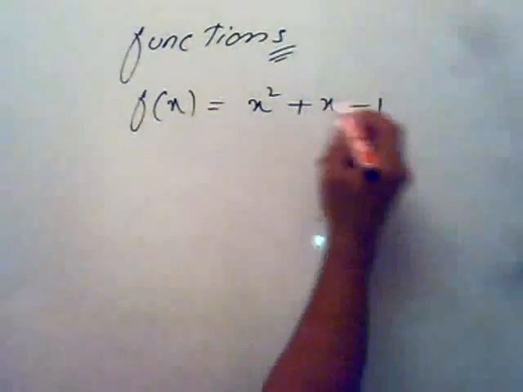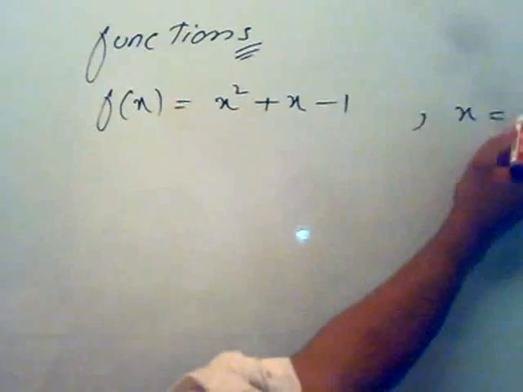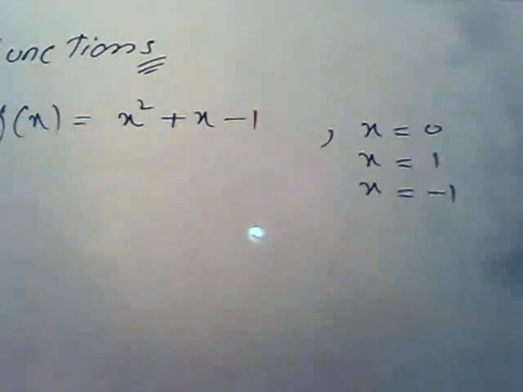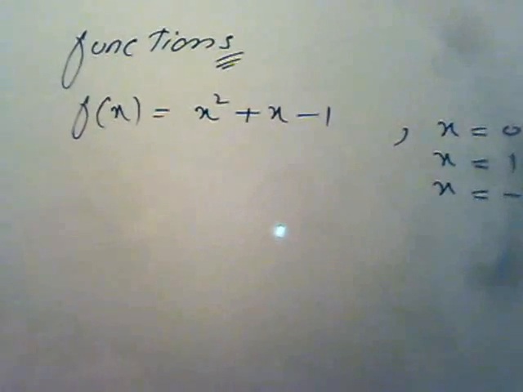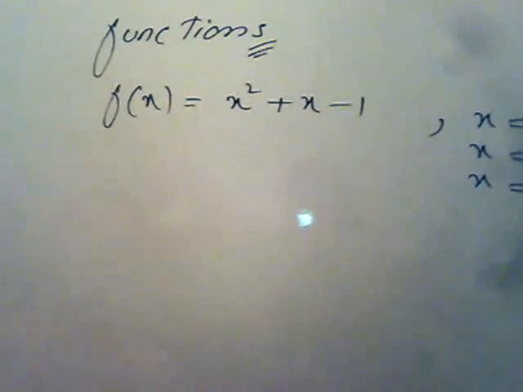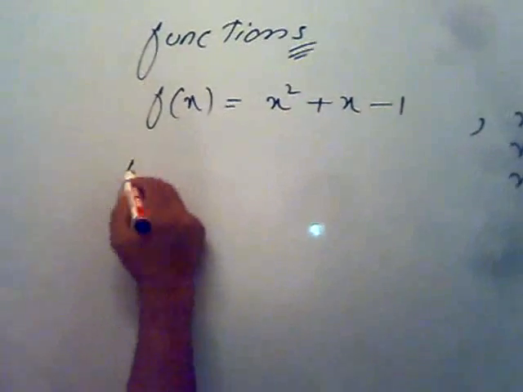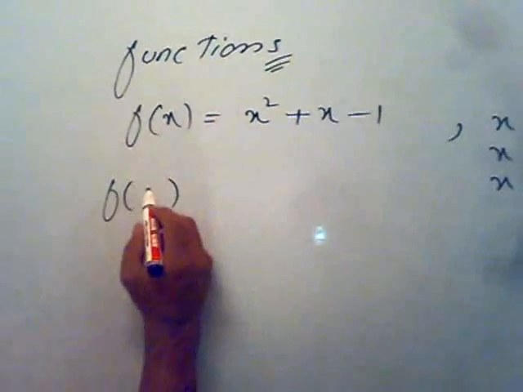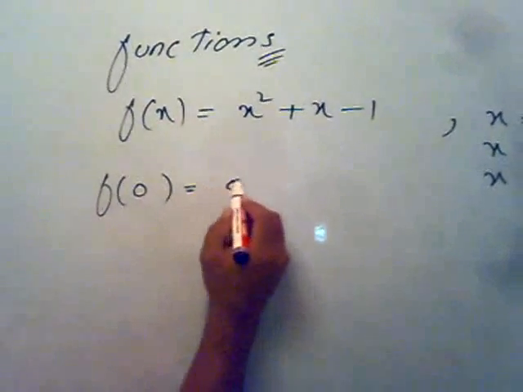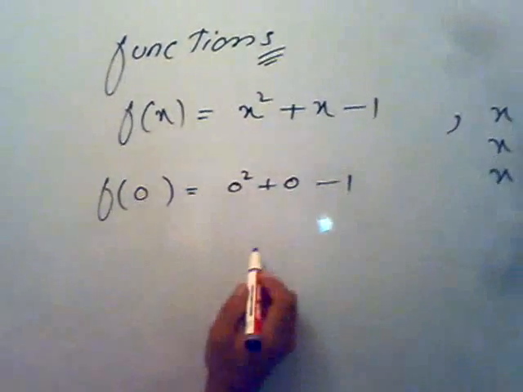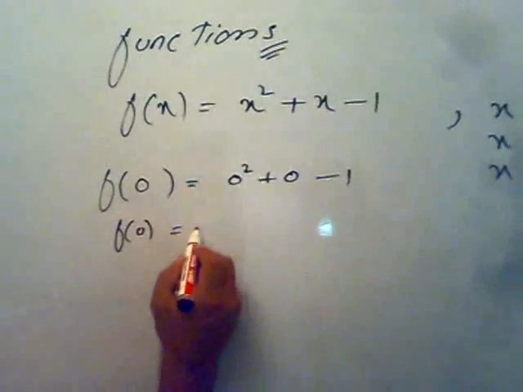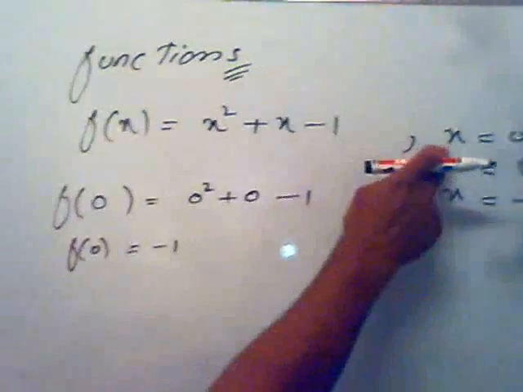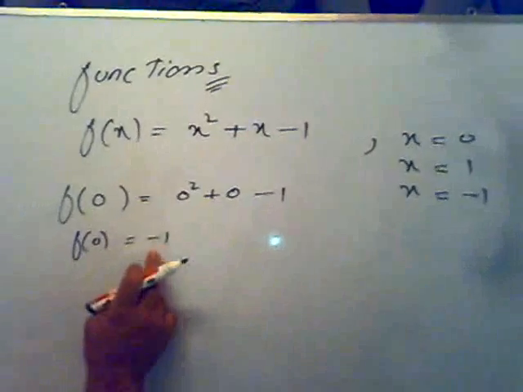Suppose I want to calculate the value of the function at x equals 0, x equals 1, and x equals minus 1. When I'm finding the value of the function at 0, I'll simply replace x with 0 wherever x appears. So we'll have f of 0, that is 0 squared plus 0 minus 1. So f of 0 equals minus 1. The value of function f of x at x equals 0 is minus 1.